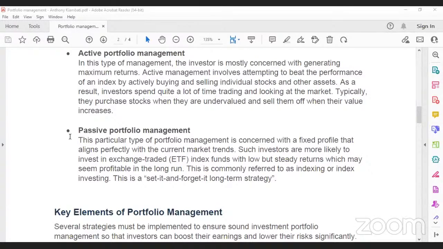For a passive portfolio manager, he or she is concerned with a fixed profile that aligns perfectly with the current market trends. Such investors are more likely to invest in exchange traded index funds with low but steady returns, which may seem profitable in the long run. This is commonly referred to as indexing or index investing. Basically, this is a set it and forget it long-term strategy. And when we talk about passive and active portfolio management, I always tell beginners, or the guys who are starting out, you're better off starting with index ETFs.